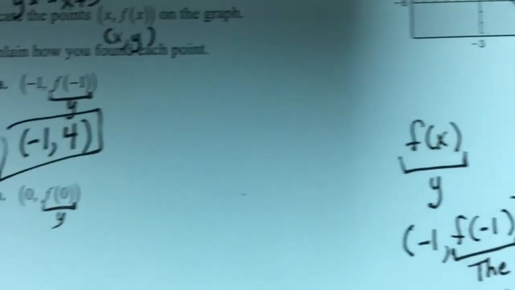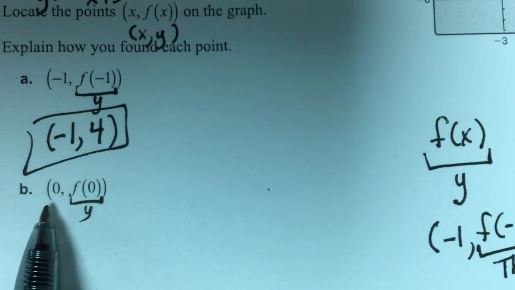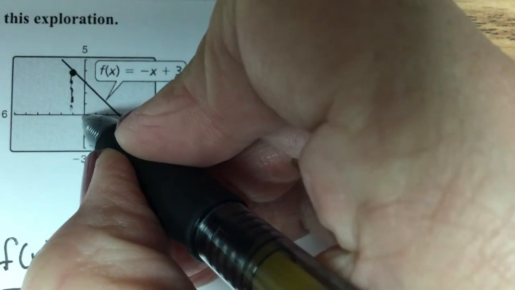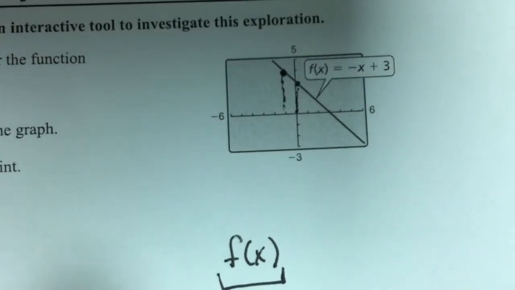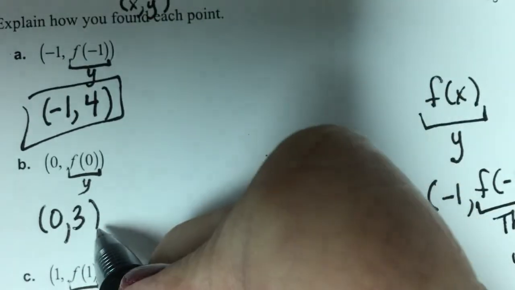Let's do the same thing for the second one. I want to find what y is when x is 0. So I'm going to go to 0 for my x, and I'm going to go up 1, 2, 3. So y is 3 when x is 0. So (0, 3) is the answer I put over here.